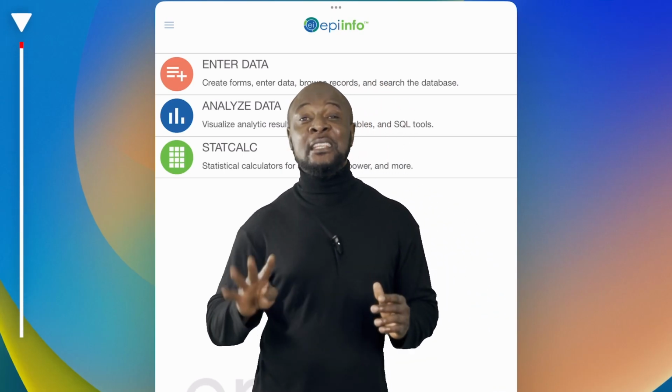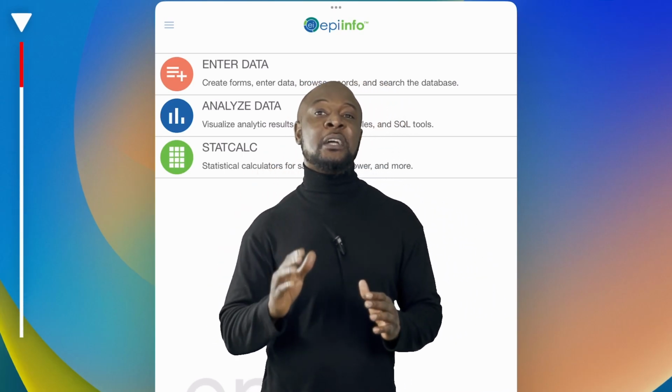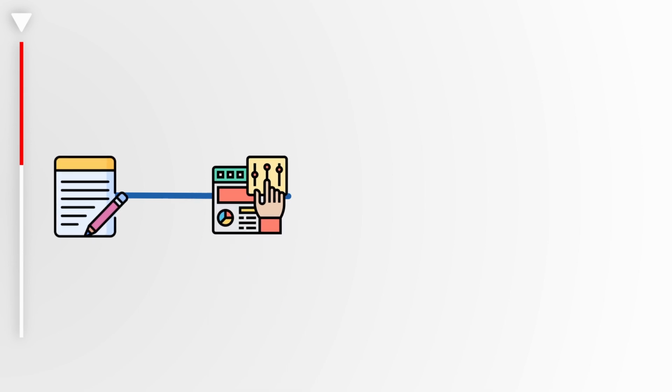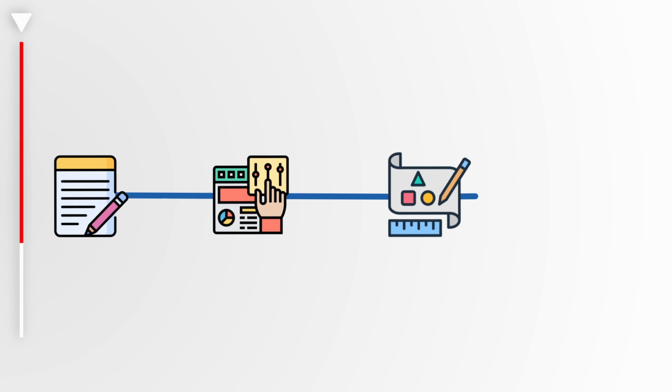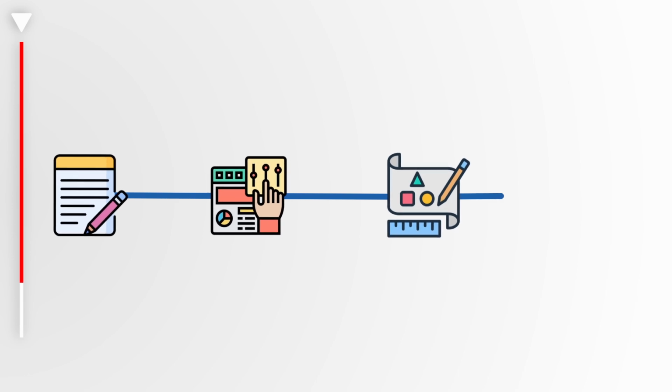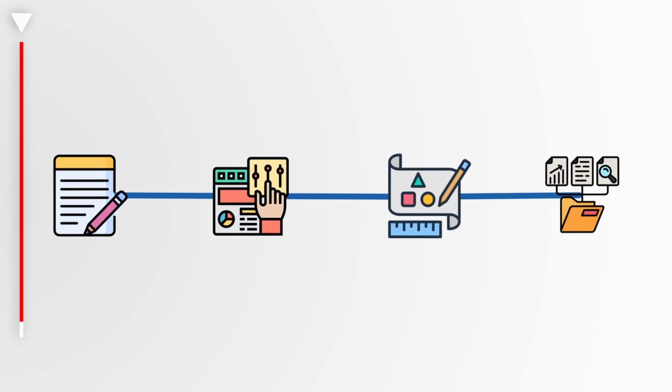This video will be divided into 4 parts. First, we'll be describing the paper form, right? Then we'll show you how to get to the form designer on the Epi Info app. Then we'll create the form from scratch, variable by variable, and this is actually the longest part of the video. And finally, we'll test the form by using it to collect data.